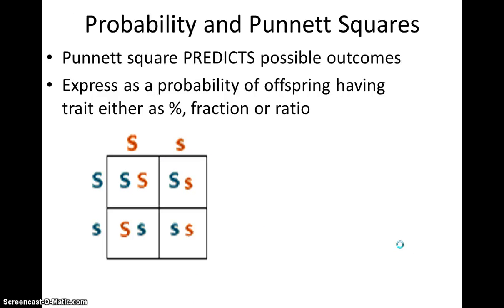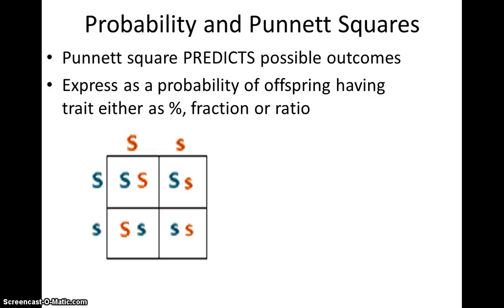So the part of this that may be a little different is that the Punnett square is going to predict possible outcomes. And because of this, we can express the probability of offspring that will have any of the traits, either as a percentage, fraction, or ratio. So in just a second here, we're going to go through how we do this. Okay, so I think for this it's easiest if we think of the actual fraction first, because we can use the fraction or the ratio to then go ahead and write our percent.